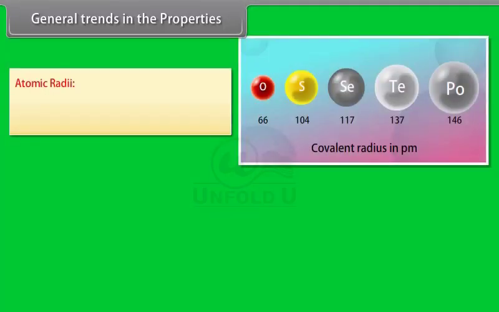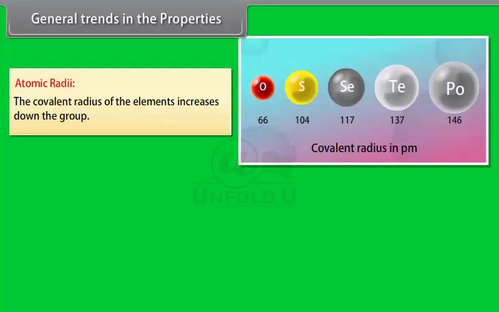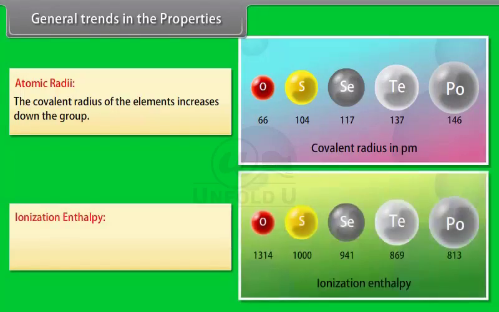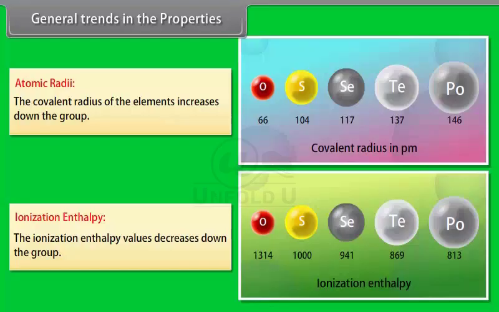Atomic radii. The covalent radius of the elements increases down the group. It is due to the increased nuclear charge, which results in greater attraction of the electrons by the nucleus. Ionization enthalpy. The ionization enthalpy values decrease down the group.